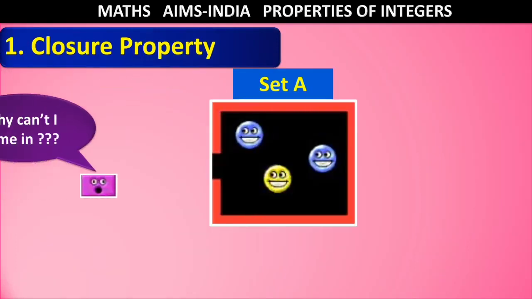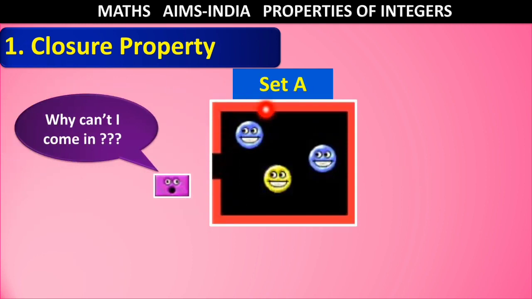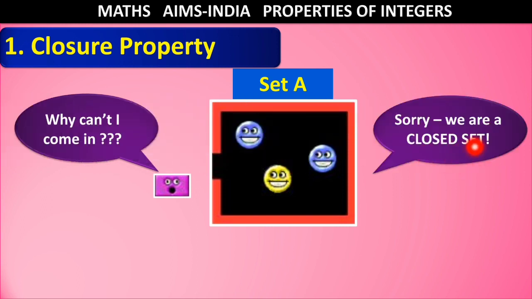If you look at the figure here, what is this? Here we are having a closed box, in which there are 3 balls. A rectangle from outside is trying to enter this box. But these circles are not allowing the rectangle to enter inside. So the rectangle is asking, why can't I come in? Because it is a closed set. The reply is, sorry, we are a closed set.